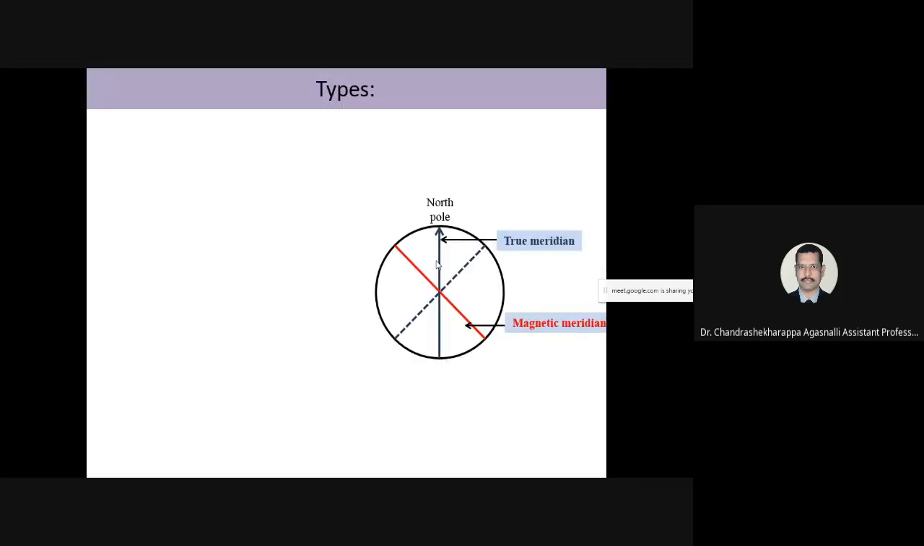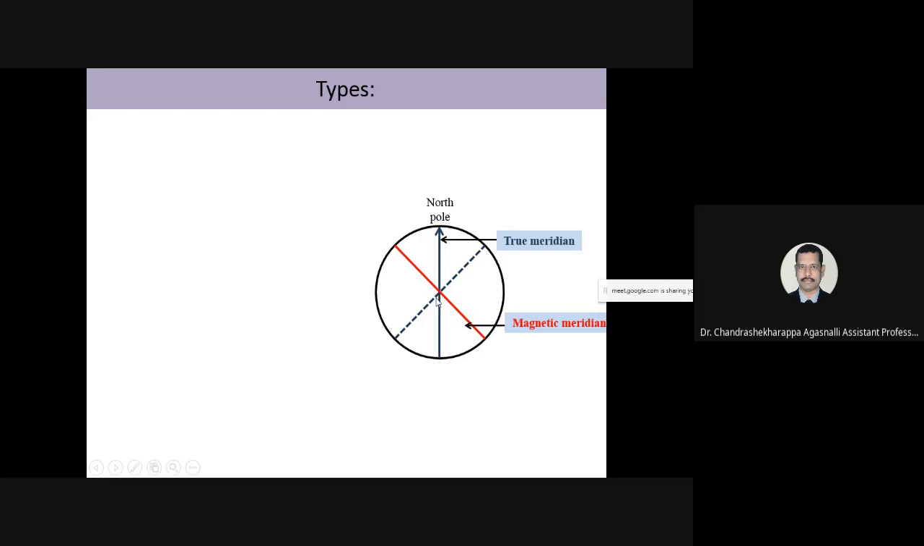Maybe you are all aware of the north pole directions. This is called the true meridian, and this is called the magnetic meridian. This is the true north, this is the magnetic north. From place to place this may vary, maybe 10 degrees, or 12 degrees, or 5 degrees. It depends on the location where you are exactly. So this is exactly the true north and this is the magnetic north.